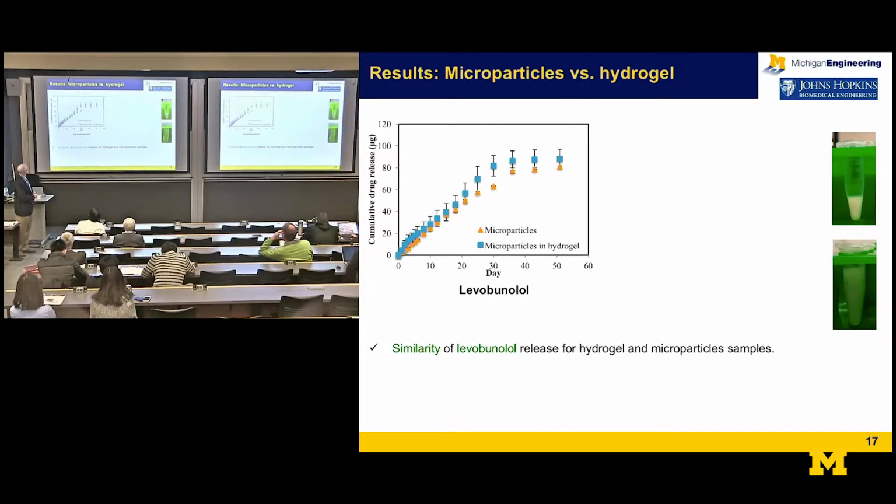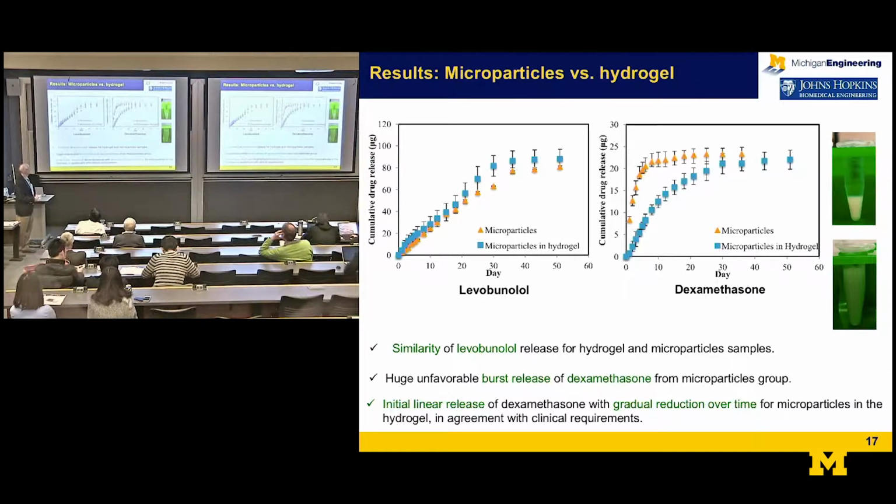Likewise, in this case, we show that the hydrogel doesn't affect the release of the levo. That's controlled entirely by the microparticles. So whether you have the gel present or just the microparticles, you get the same release of the levobutanol. However, the dexamethasone, its release is strongly affected by the presence of the hydrogel.